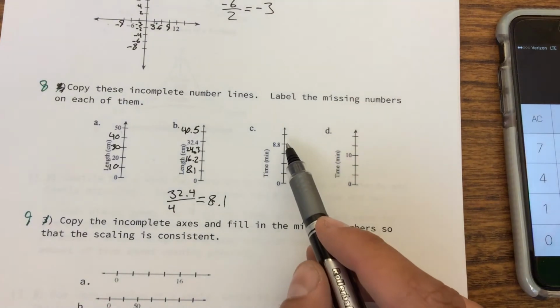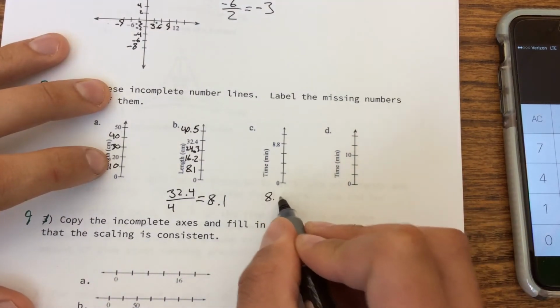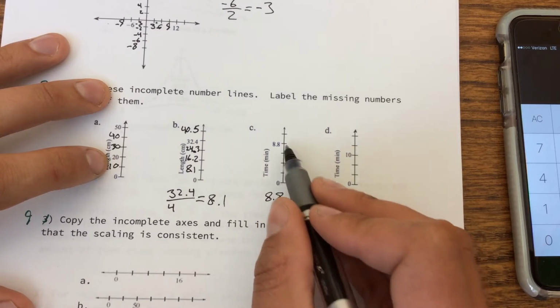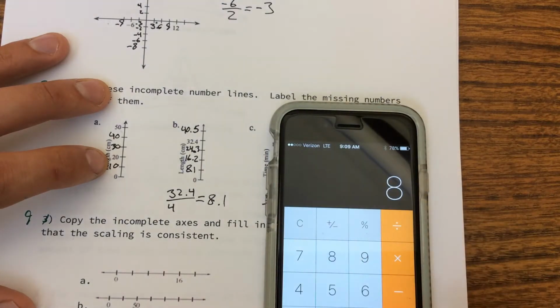All right, letter C. 8.8 is my number, and it's from 8.8 to 0. So I know I have 8.8 is the distance. I have 1, 2, 3, 4 spaces again. So I'm going to divide that by 4. Let's bring out the calculator again.